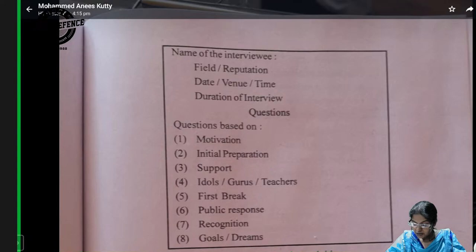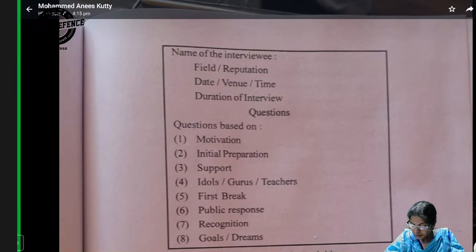Support, very easy. You could ask about who has been the biggest pillar of support in the acting career, and you could also ask about how important it is to have a support system in the entertainment industry. You could ask that question. You can also ask for some instances. You can ask them to share a memorable instance where support played a crucial role in building that person's career, so to speak.